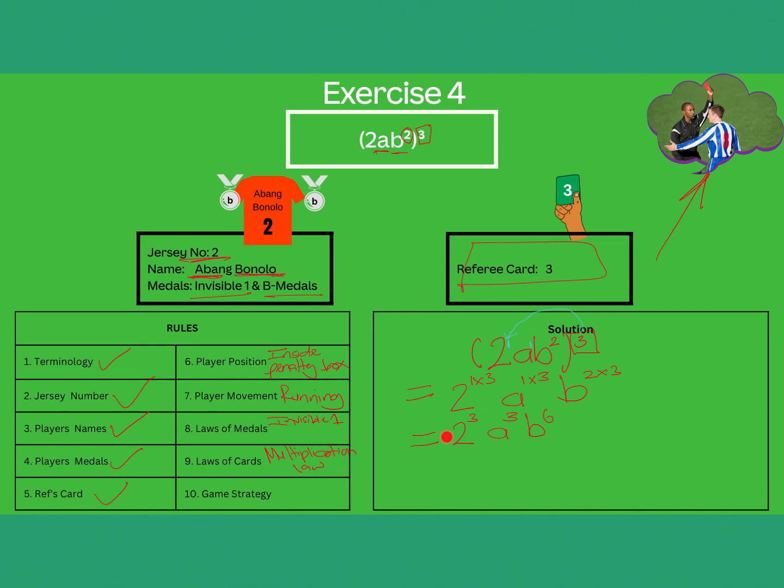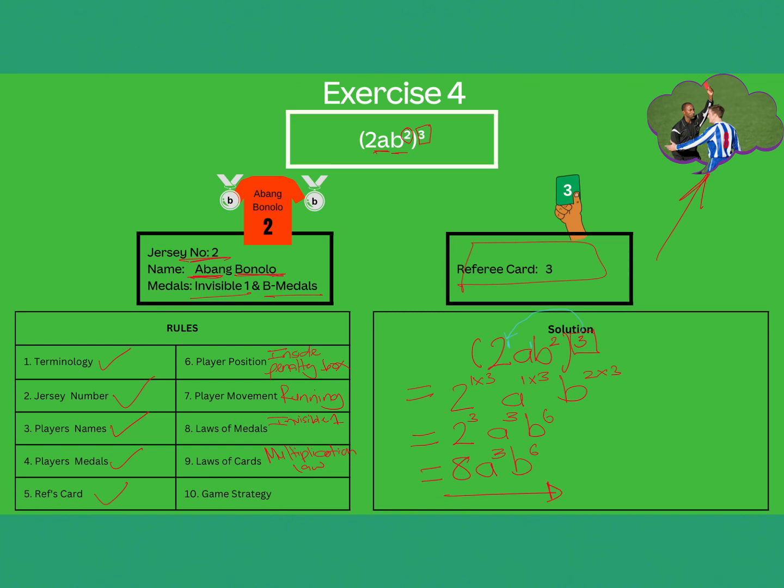But we can further solve for the jersey number. So our jersey number will be 2 to the power 3, which is 2 times 2 times 2 equals 8. And A to the power 3 and B to the power 6. And that is the winning strategy.